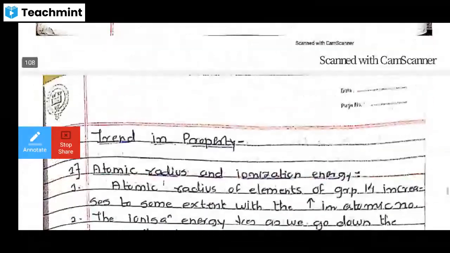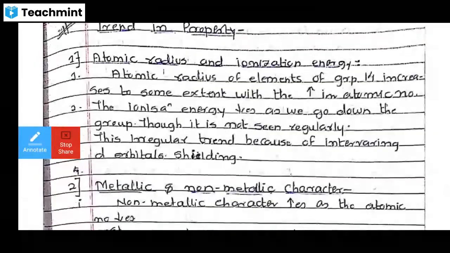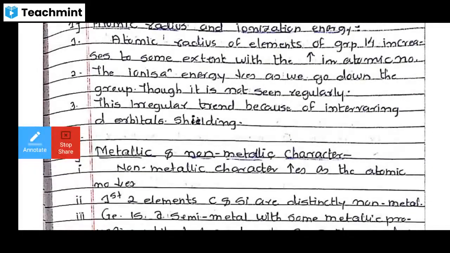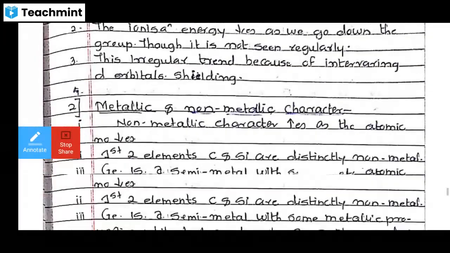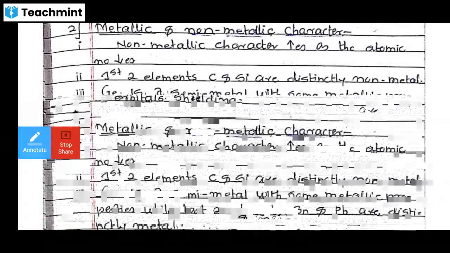Next is the trend in the properties. In that, first is the atomic radius. So the atomic radius of the elements of group 14 increases to some extent with the increase in the atomic number. In the same way, the ionization energy decreases as we go down the group, though it is not seen regularly, and this irregular trend is because of the varying orbital shielding. It is responsible because of the d orbitals and f orbitals involved in the outermost electronic configurations, and this causes the shielding and de-shielding.